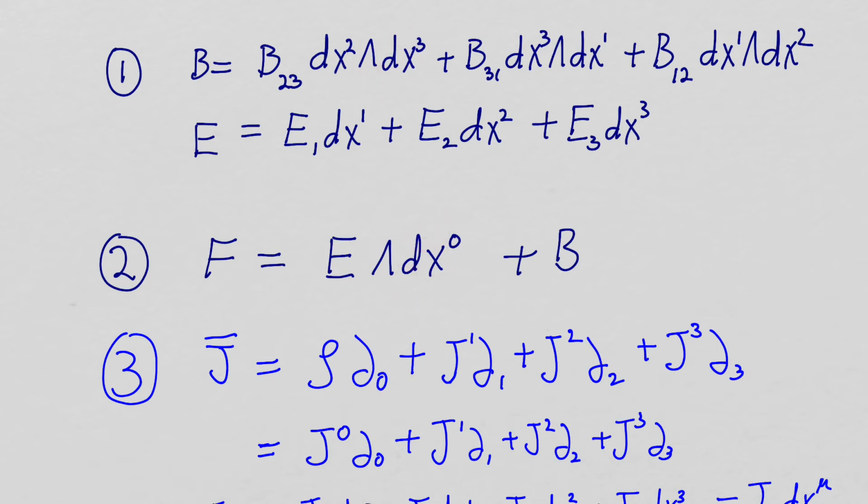So all the electric field components will live in these time wedged two forms, and the space components will be in the magnetic field wedged two forms. Okay, but that's the same one we did before.